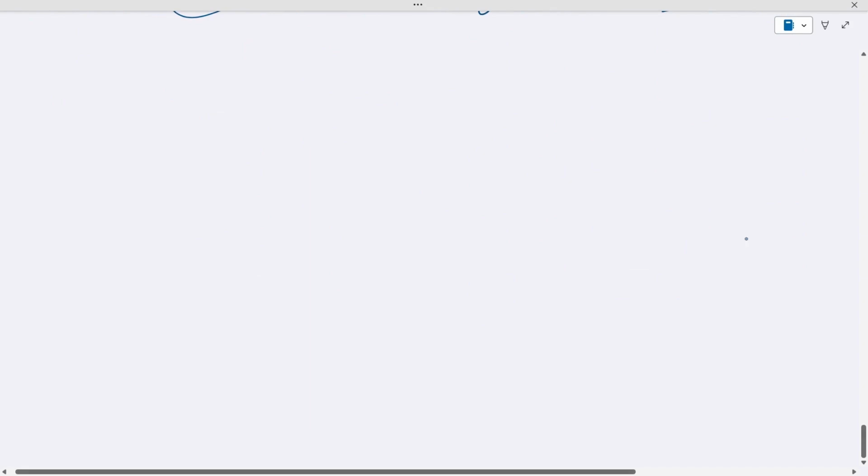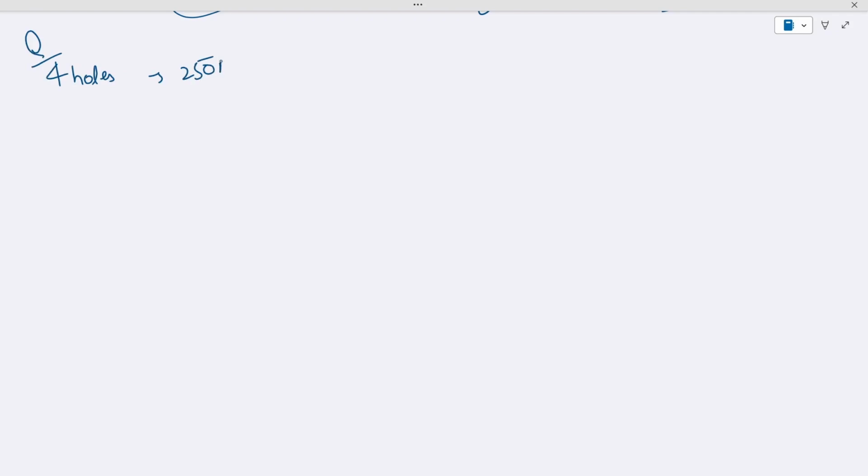Now it's time to solve a question of variable partition. Consider variable partitioning in a main memory where you have 4 holes. Holes mean empty space where you can put your process. So 4 holes, and we have 250 MB, 200 MB, 500 MB, and 400 MB. So we have 4 holes.